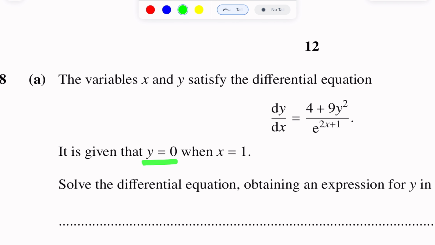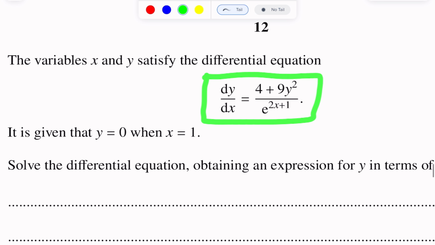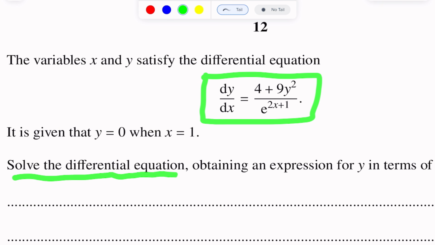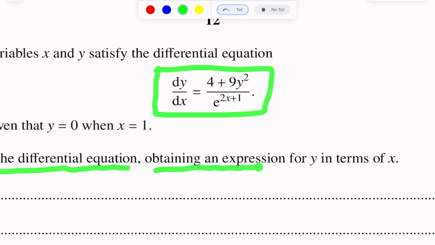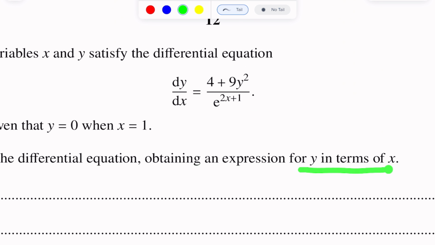It is given that y is equal to 0 when x is equal to 1. These are the initial conditions for this question. Solve the differential equation obtaining an expression for y in terms of x.